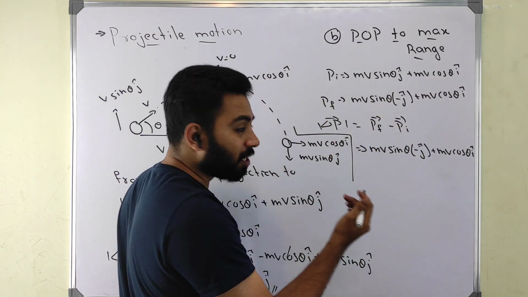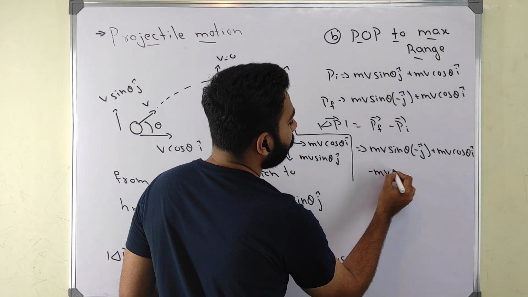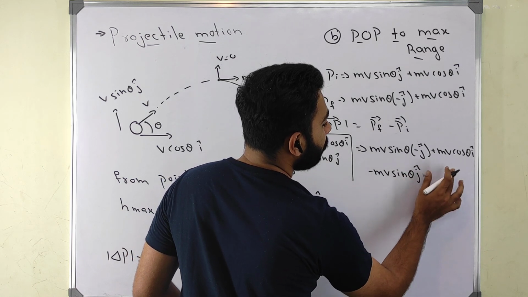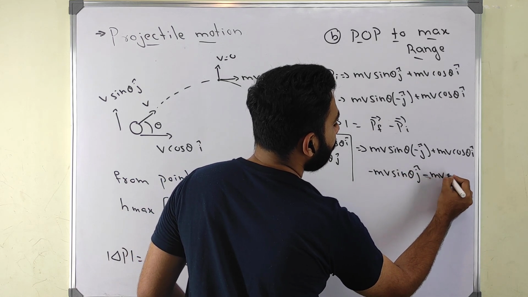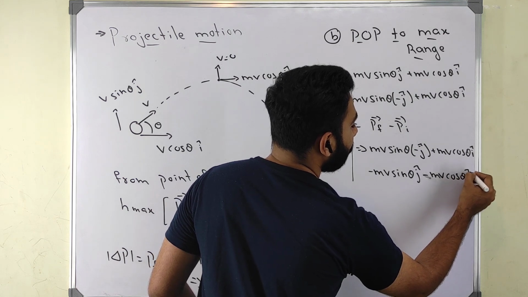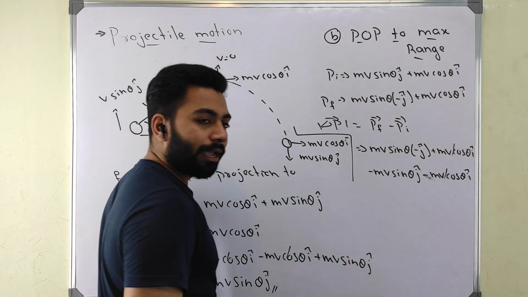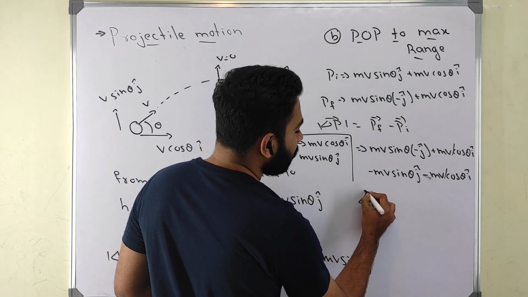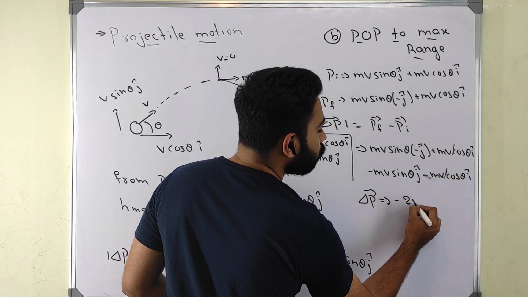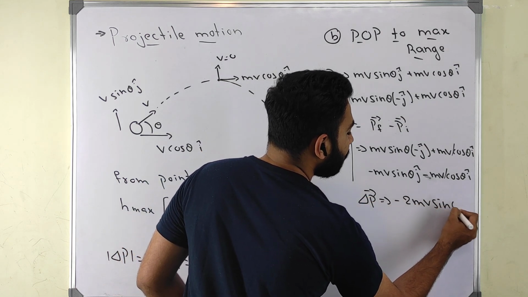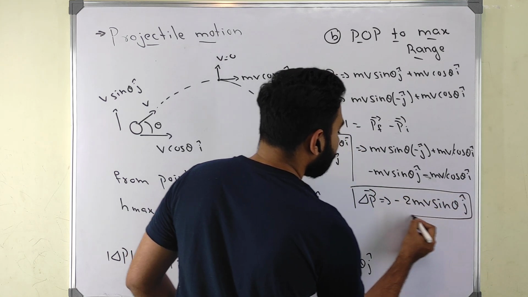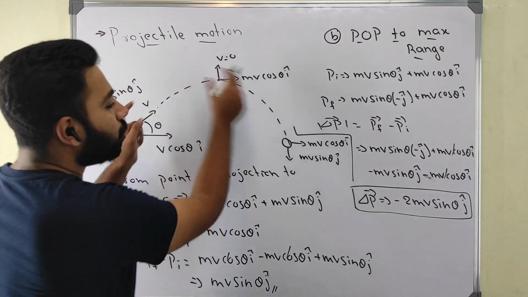Now this term I need to subtract: minus mv sin theta j cap, minus into plus gives minus mv cos theta i cap. Both i terms are the same, so I can cancel them and remain with the j term. My change of momentum will be minus 2 times mv sin theta j cap. This is my change of momentum when the body goes from here to here.